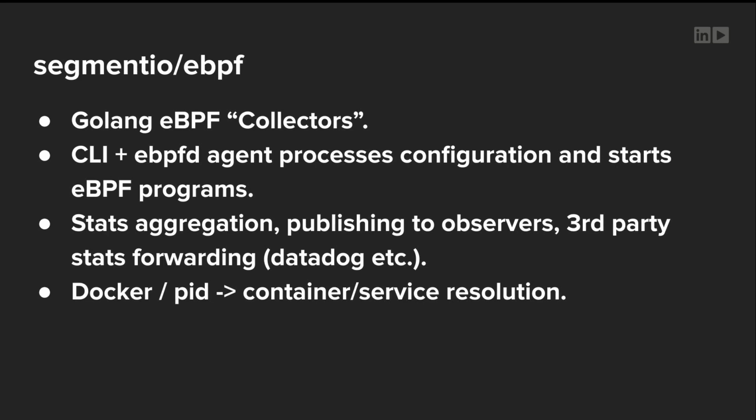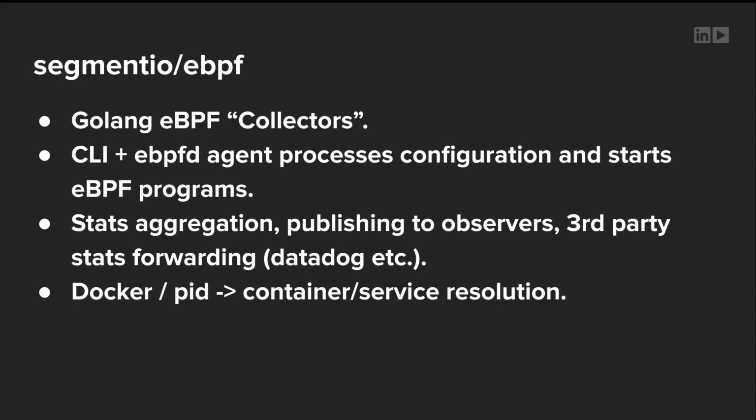The next project is called Segment.io eBPF. It's written in Golang, and it's deployed across our infrastructure. It allows us to write eBPF programs and deploy them to any auto-scaling group. We have a series of agents that run the programs, and they perform stats collection and stats aggregation, publishing out to third-party systems like Datadog.